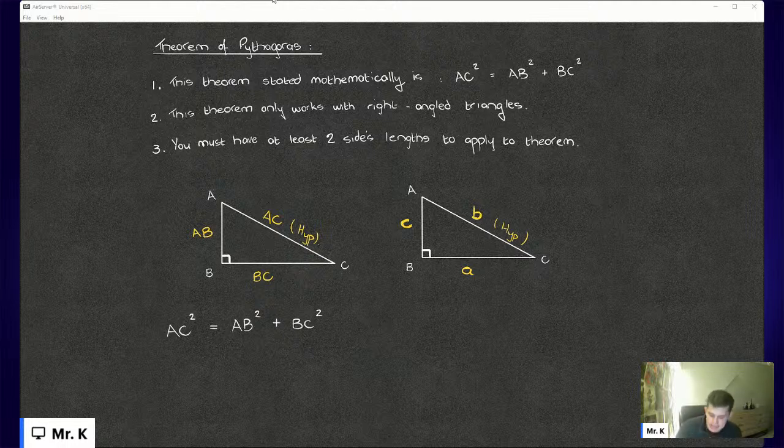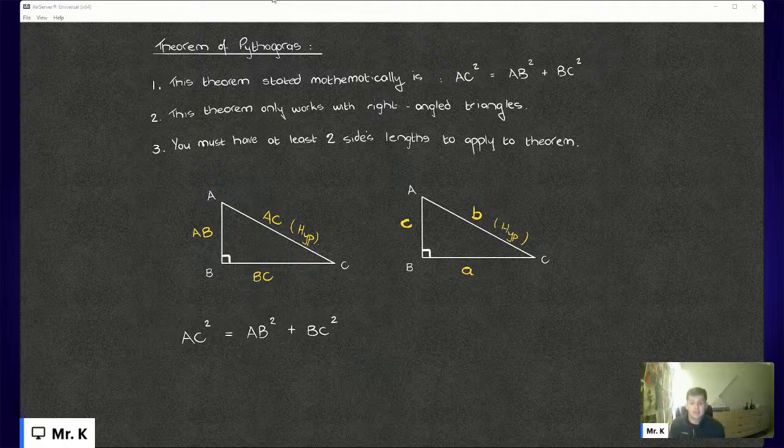Right, so AC squared, this longer side of our triangle, is equal to the sum of the squares of the two shorter sides. Right, and there we go. That's the theorem of Pythagoras for this specific triangle. Now the letters can change, but the concept does not. The square of the longest side of the triangle is equal to the sum of the squares of the two shorter sides.